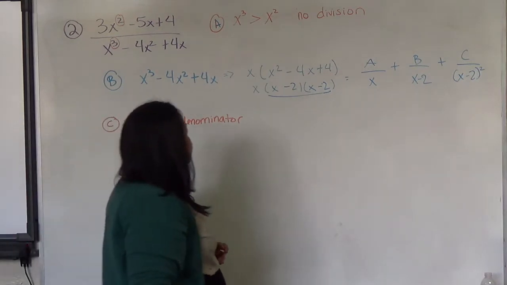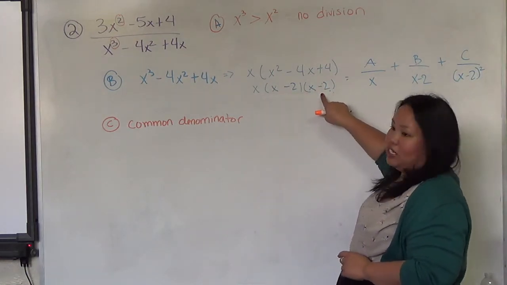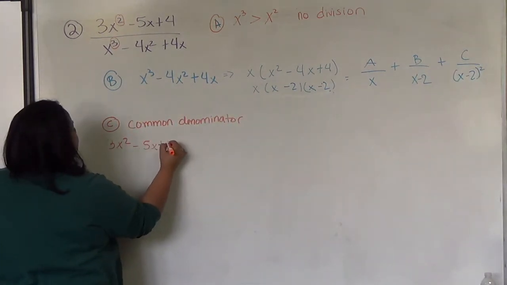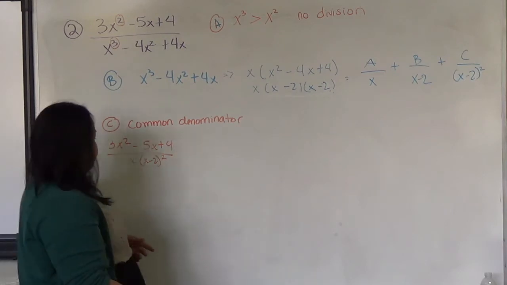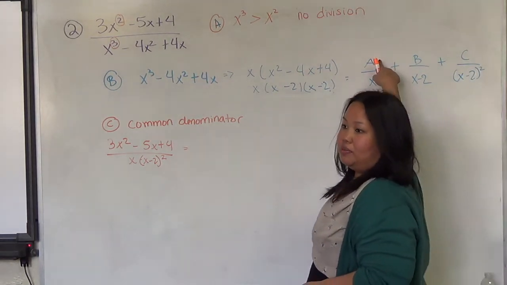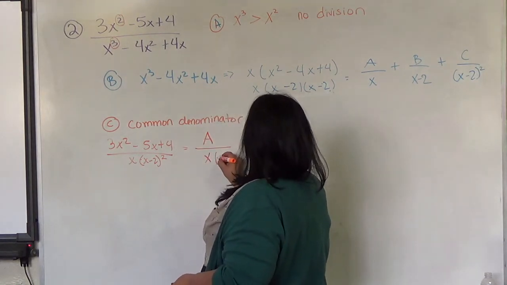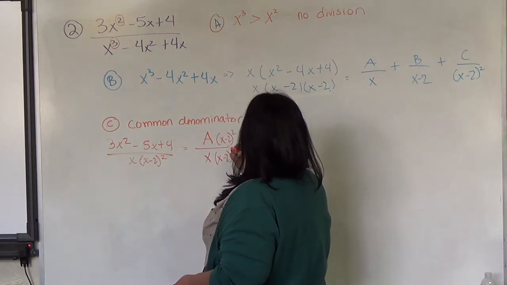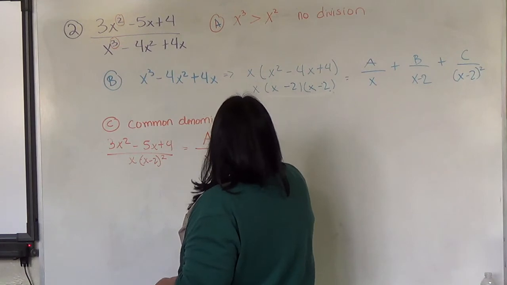Common denominator? Yeah. Okay. My common denominator is x minus 2, x minus 2. That's my common denominator, right? So it's 3x squared minus 5x plus 4 over x times x minus 2 squared. So then I have to get each one of these as a common denominator. If I want to make this as a common denominator, what do I need to do? What do I need to multiply x by? X minus 2 squared. That's what I meant. So I have to do the same to the top. Which is the same thing as x squared minus 4x plus 4.